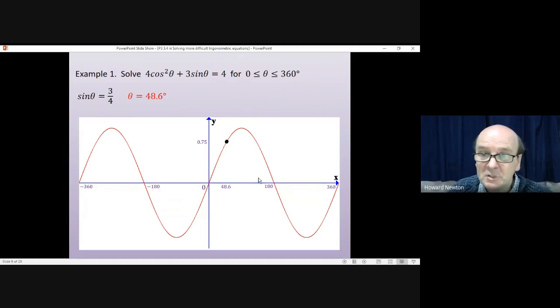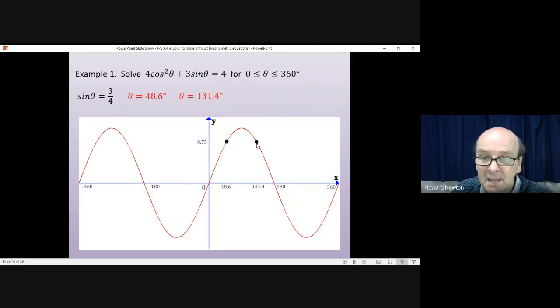We're looking for all the solutions between 0 and 360. So we're looking for any solutions at a height of 0.75 in this range 0 to 360. Well, there's only one more. There'll be one here as you come down again after the maximum. The easiest way to find that is using the symmetry of the curve. This distance here from 0 to 48.6 is 48.6, which means the distance coming back from 180 must also be 48.6 for the matching point coming down.